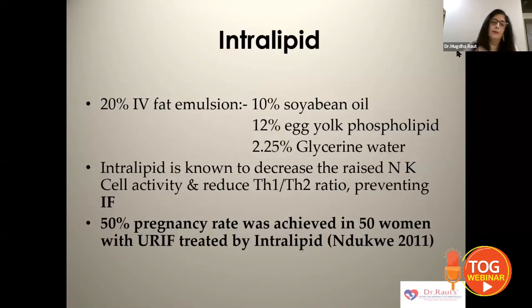Next is intralipid. Intralipid is a 20% IV fat emulsion with 10% soybean oil, 12% egg yolk phospholipid, and 2.25% glycerine water. Intralipid is known to decrease the raised NK cell activity and reduce the Th1-Th2 ratio, preventing implantation failure. According to a study by Dr. N. Duque, a 50% pregnancy rate was achieved in 50 women with unexplained repeated implantation failure who were treated only with intralipid.